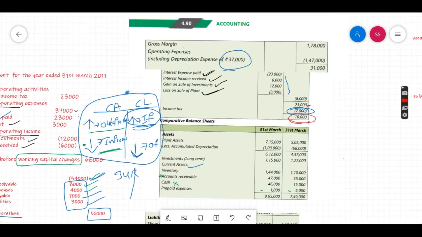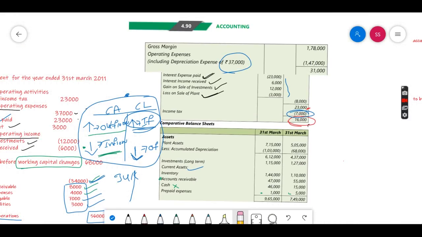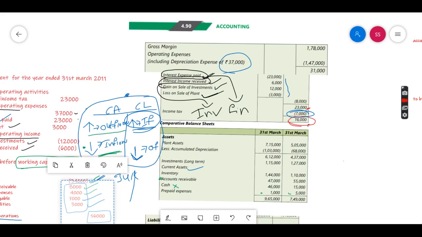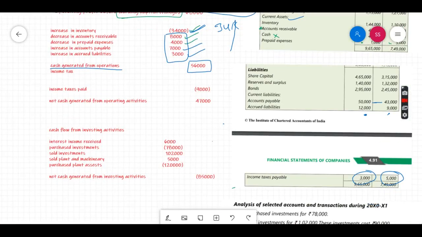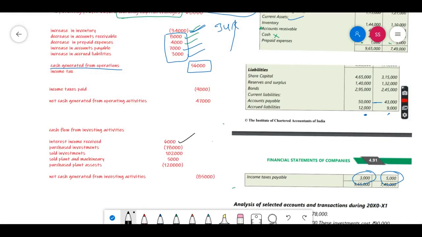From the beginning, interest expense paid is a financing activity, so we need to write it under financing activities. Interest income received is an investing activity, we need to write it in the investing activities also. So let's start writing that. Interest income received is 6,000, so we wrote it in the investing activities.